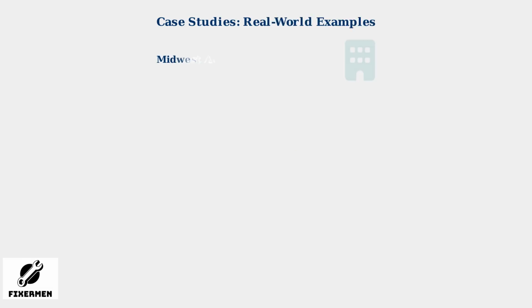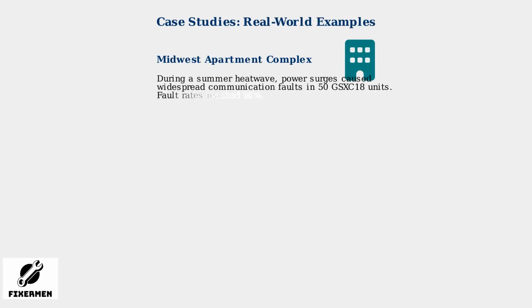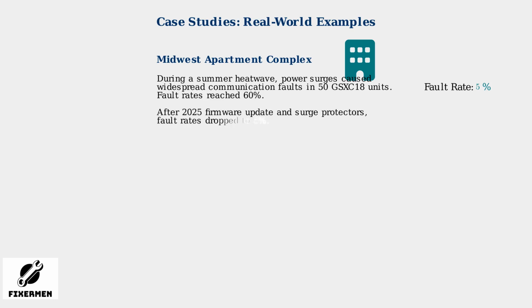Real-world examples demonstrate how communication faults in Goodman GSXC18 units can be effectively resolved. A Midwest apartment complex faced widespread faults during a summer heat wave due to power surges affecting 50 units. Initially, fault rates reached 60%. By applying the 2025 firmware update and installing surge protectors, fault rates dramatically dropped to just 5%, showing the effectiveness of software and hardware solutions.